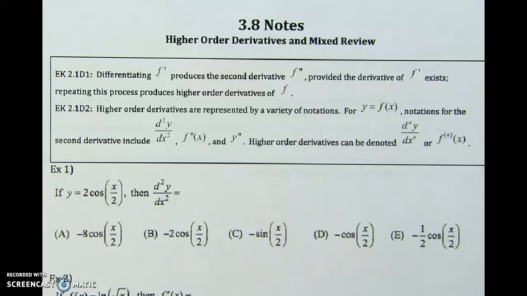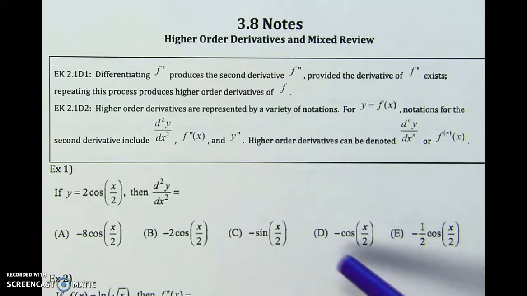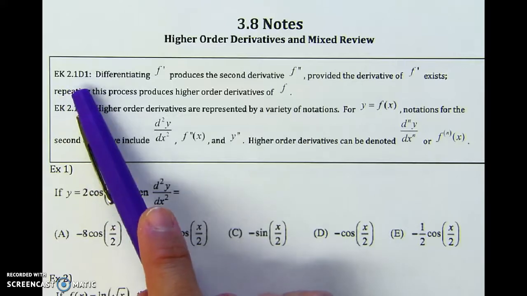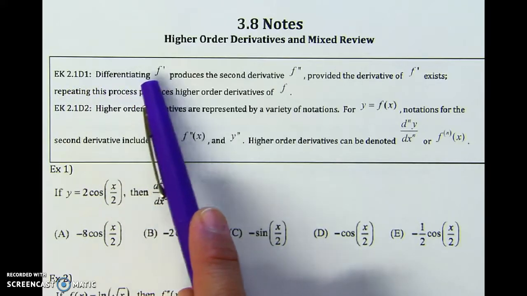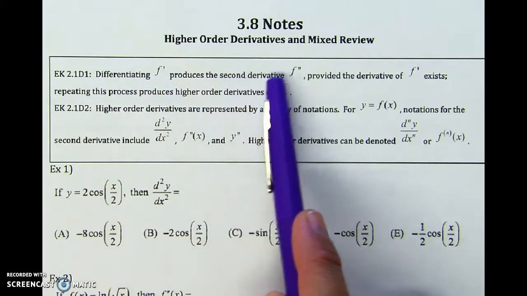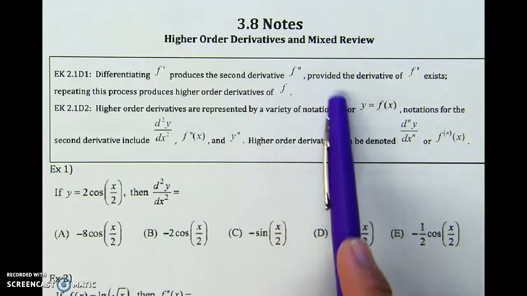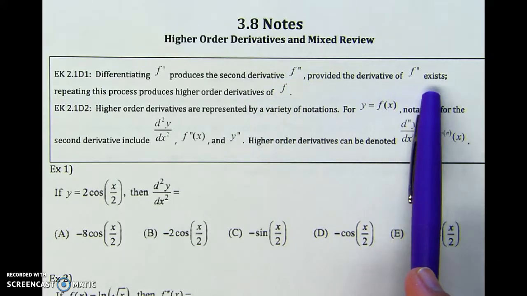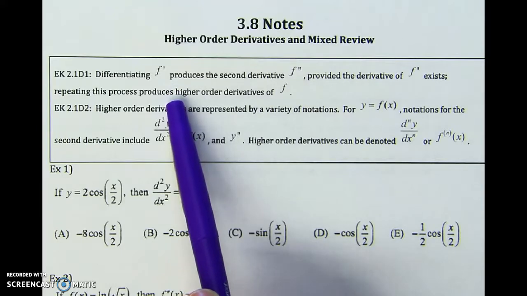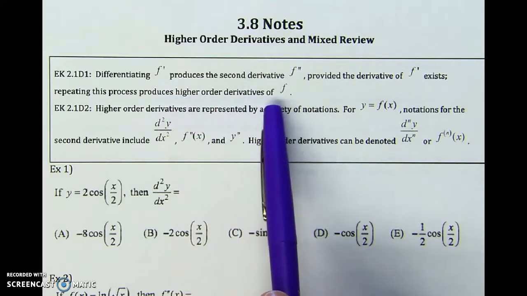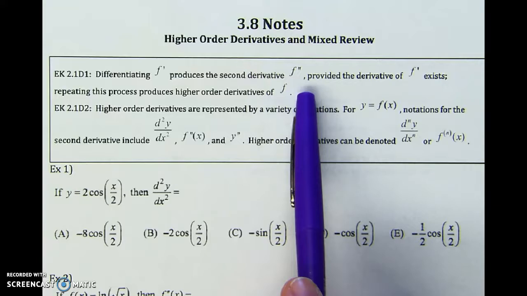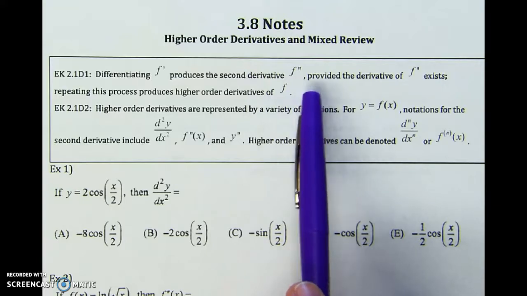Higher order derivatives. We talked about this real quick with the easy power rule, but now we're getting into more difficult derivatives. So EK stands for essential knowledge. Differentiating f prime produces the second derivative of f, f double prime, provided the derivative of f prime exists. Repeating this process produces higher order derivatives of f. So you can take the derivative multiple times. That's what it's telling you.